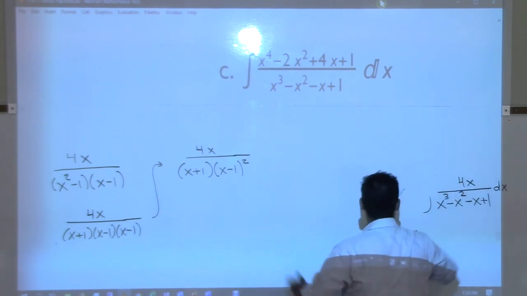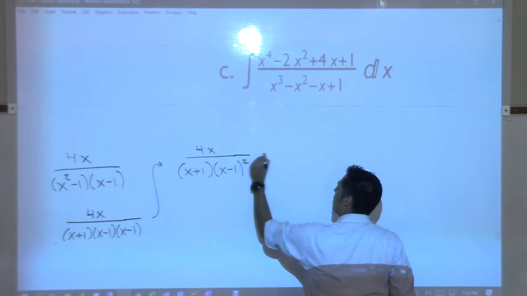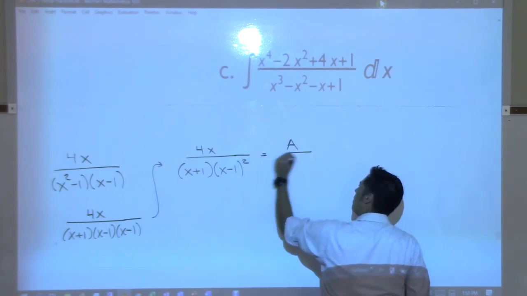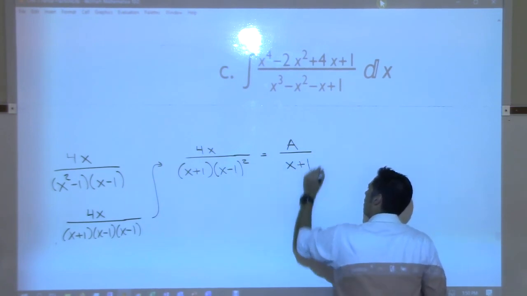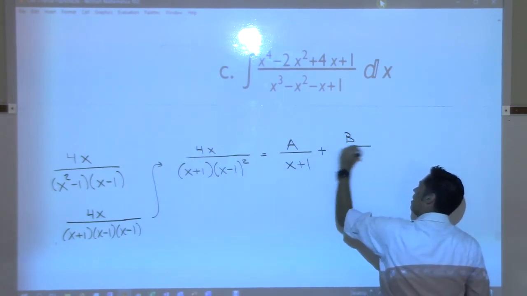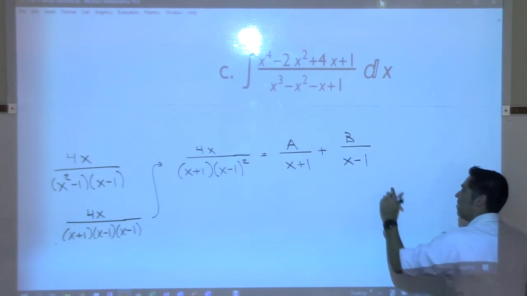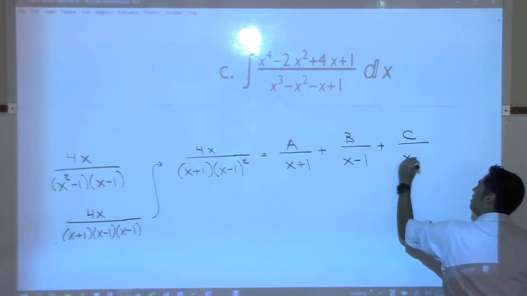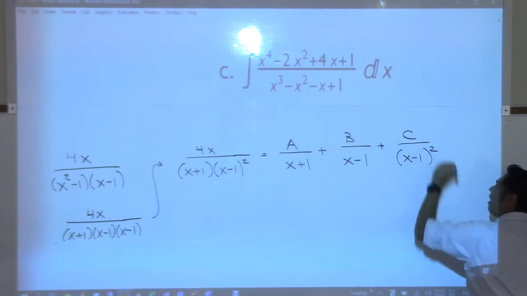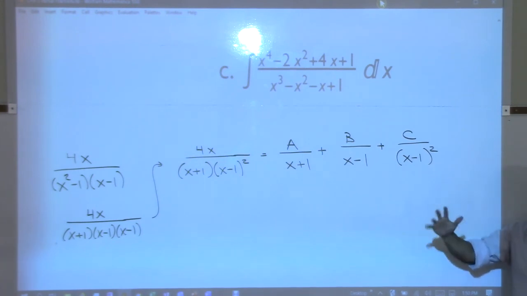So this goes back to partial fractions from college algebra. The way we deal with that is we say, all right, that equals, first, some number a over the first distinct linear factor plus some number b over the second distinct linear factor. But then we have to add to this another letter c over the distinct linear factor squared. So that's the procedure from pre-cal and college algebra.